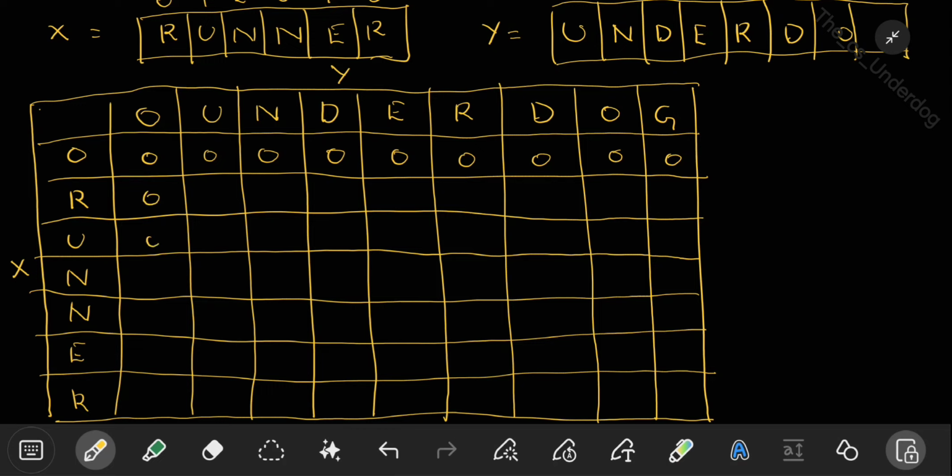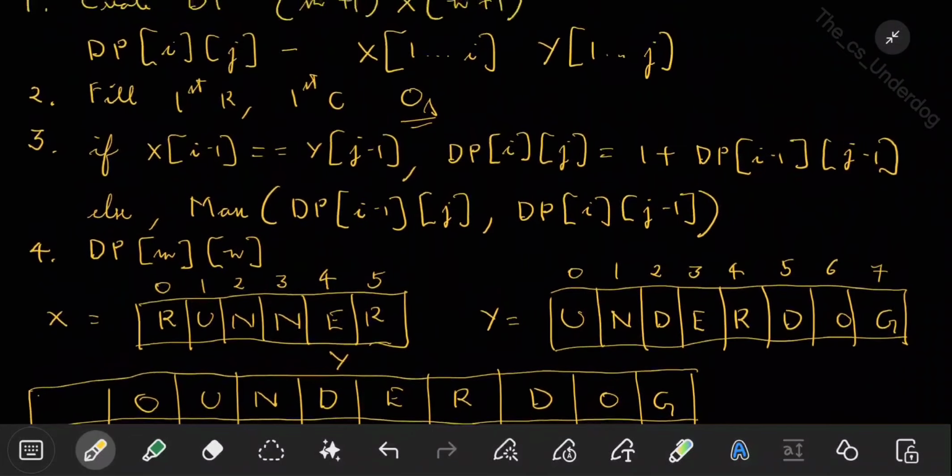Similarly, the first column will also be 0, because that represents the situation when your string y has length 0. If the length of string y is 0, it cannot have any common subsequence at all, because it does not have any letters in it. What about the next step? Let us go back to the algorithm and see the next step.